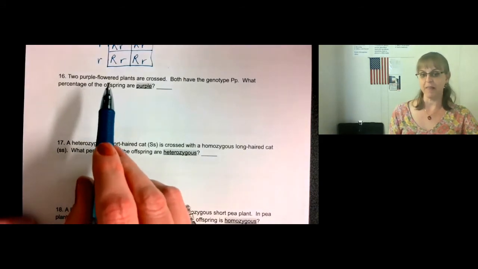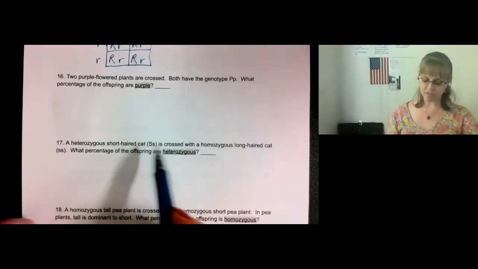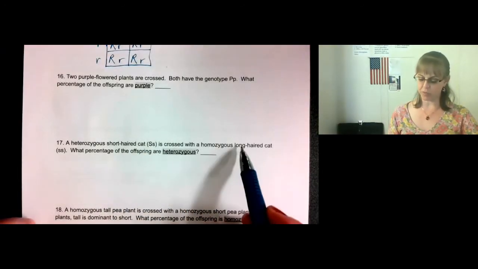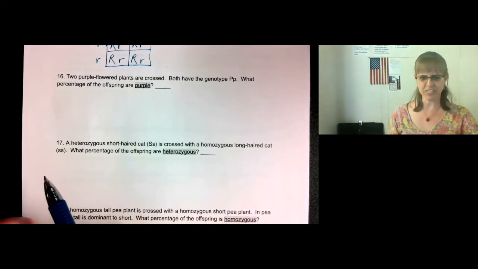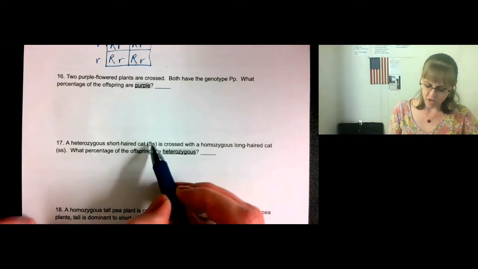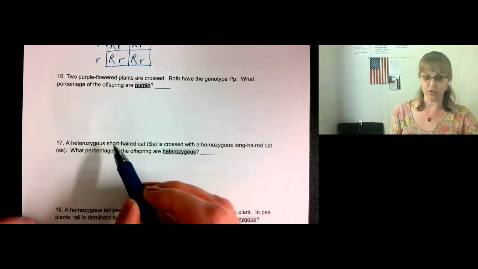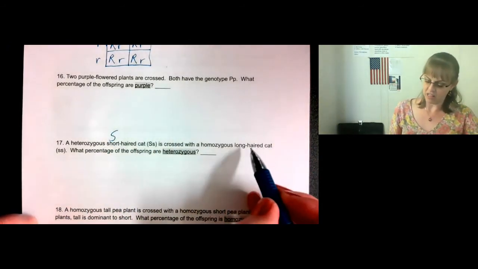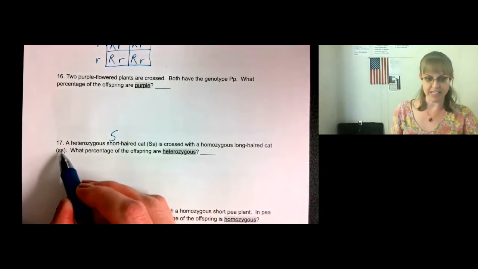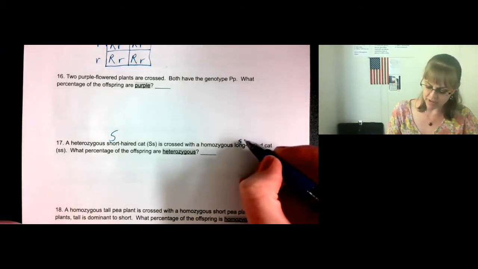Just remember that purple is dominant to white. A heterozygous short-haired cat is crossed with a homozygous long-haired cat. Well, which one's dominant and which one's recessive? Well, we have a dominant and a recessive, so this one is showing the dominant trait. It is short-haired, so short-haired must be dominant. Write a capital S. Long-haired has both lowercase. It must be recessive. So long-haired must be the lowercase s.